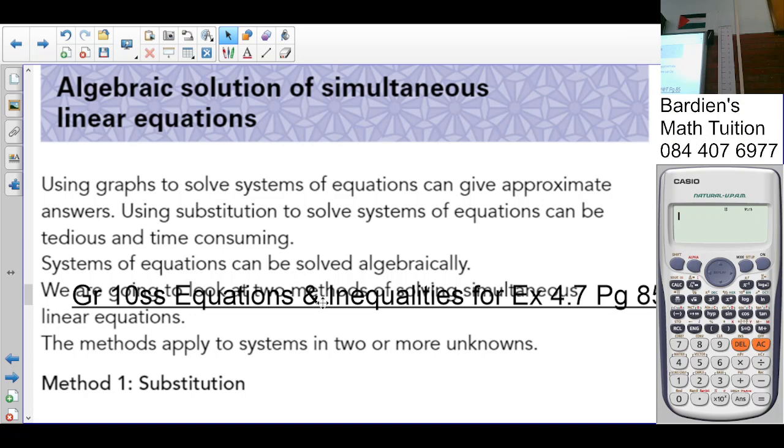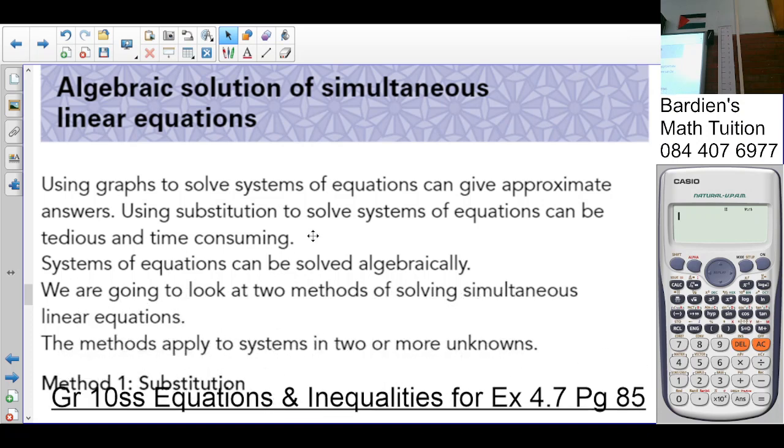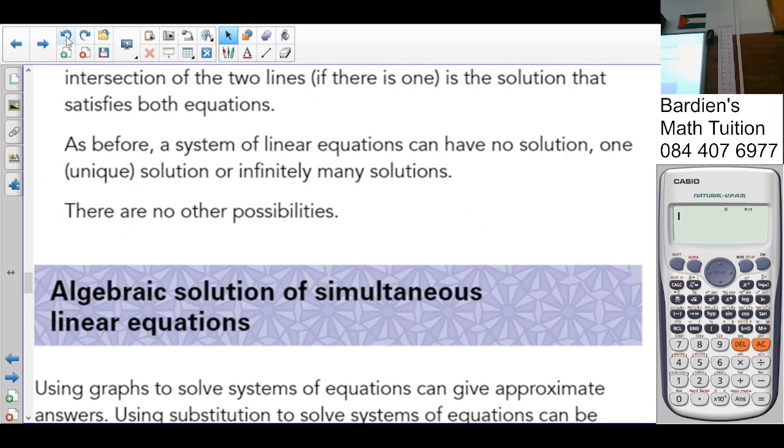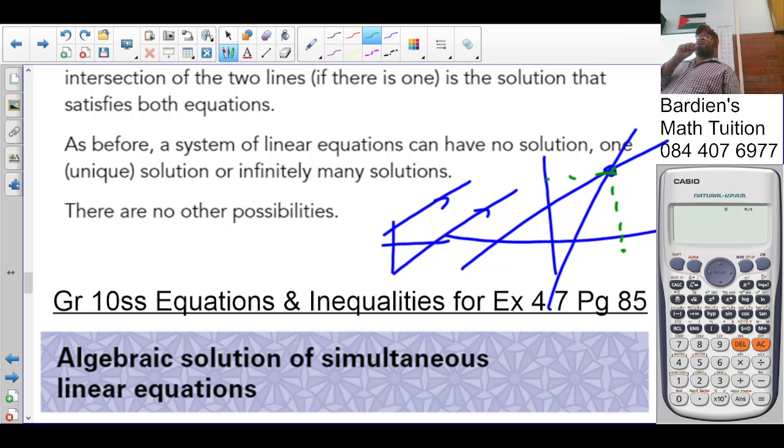Using graphs to solve a system of equations can give approximate answers. Using substitution to solve a system of equations can be tedious and time consuming. Now just going back here quickly. You see that? This is by approximation. If my graph is not drawn to scale, then I could have distorted values that are not true. Can you see that, people? It's approximation values. So the more accurate your graph is, the better the chances of you getting the point of contact.